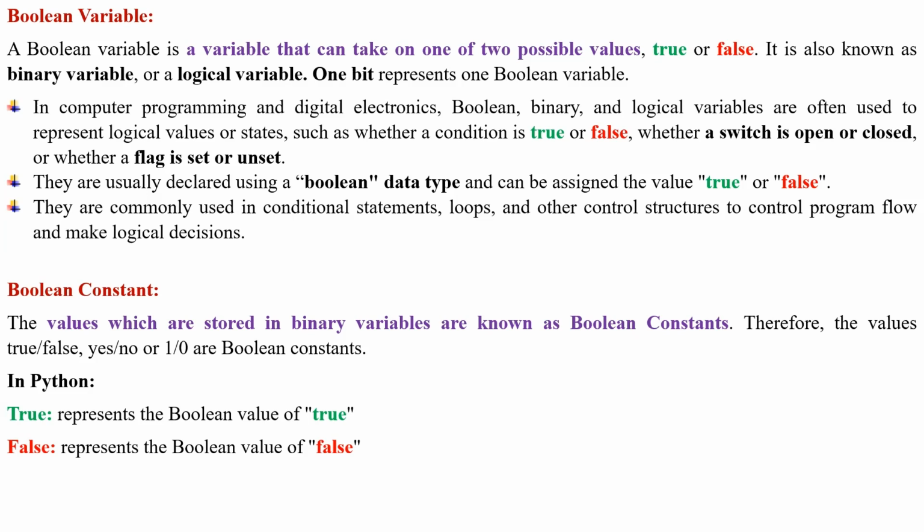Next, what is a Boolean constant? The values which are stored in binary variables are known as Boolean constants. Therefore, the values true or false, yes or no, or 1 or 0 are Boolean constants. In the Python programming language, True represents the Boolean value of true and False represents the Boolean value of false.